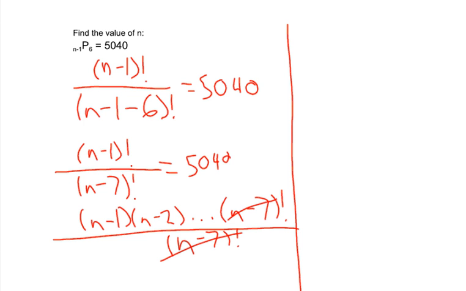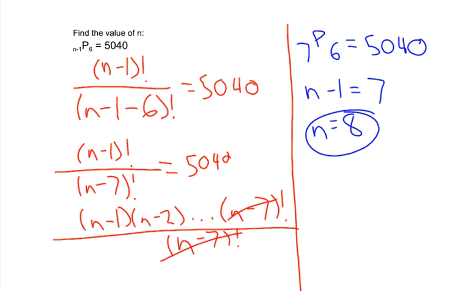So, good old guess and check. You can try 6P4. I think the answer is actually 7P4. I'm going to apologize for this question, guys. So n would be 8, yeah. So we know that 7P6 equals 5,040. When you take a look at that, you know that n minus 1 equals 7 and n equals 8.